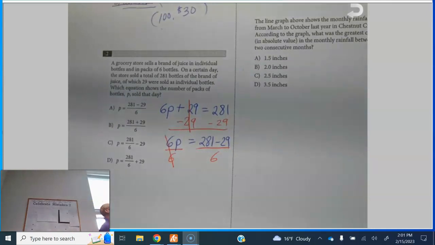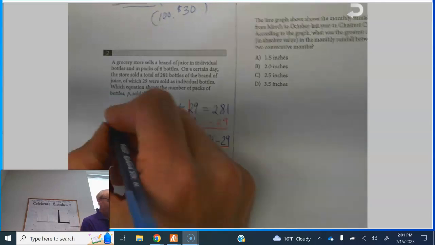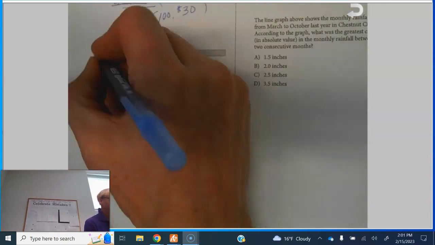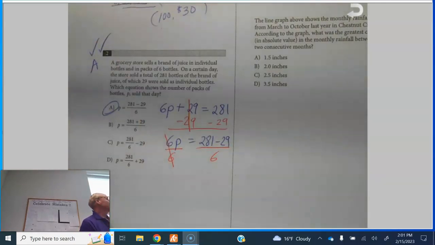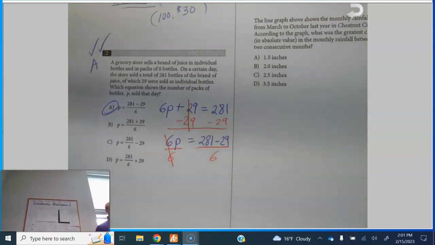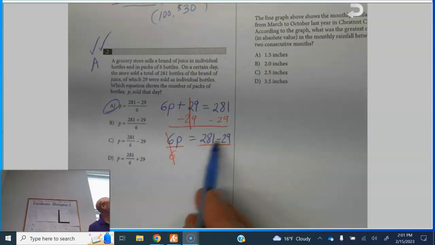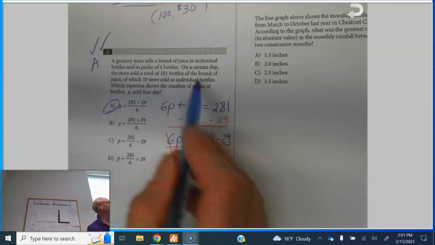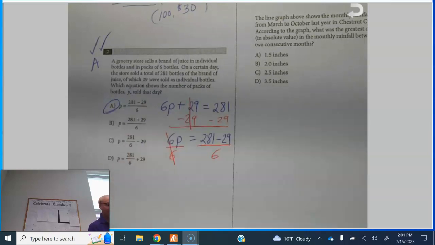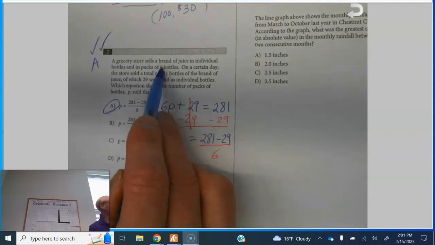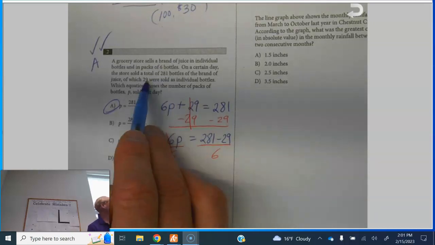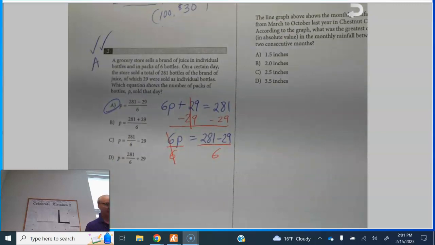Now, I would say I'm about 90% sure that I'm right. And I would put an A, and I would actually put 2 checks on it. The only way I'd put a star is if I actually figured out how many this is and then went back to the question and made sure it actually worked out. I think this works out to be like 42. And then I would take the 42 times the 6 and add the 29 and see if it actually worked. Anyway.